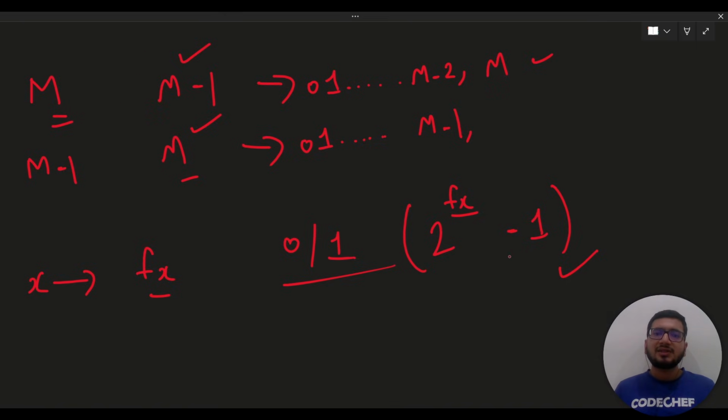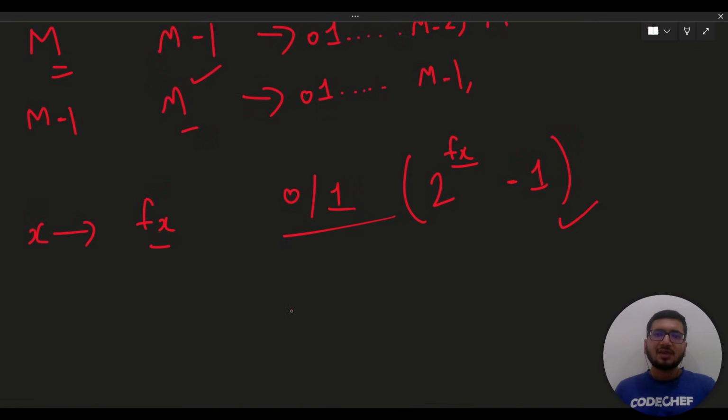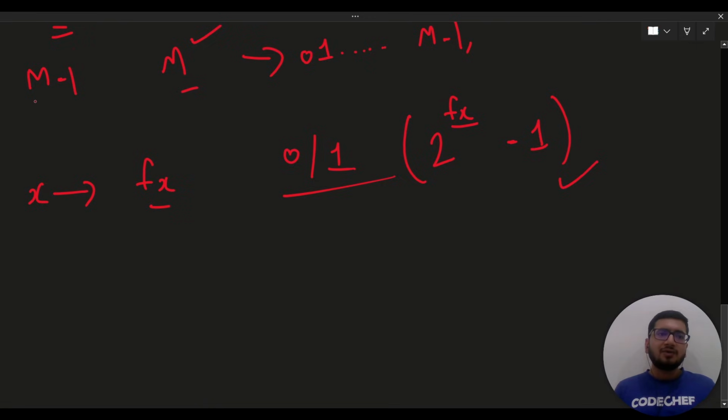We just have to do the same for all of them. That is, for the first case, we have to calculate them for 0, 1, up to m-2, and m. Similarly, for the second case, we have to calculate for all the values of 0 to m-1. To go over all the values of m, we can simply go from 0 to n.